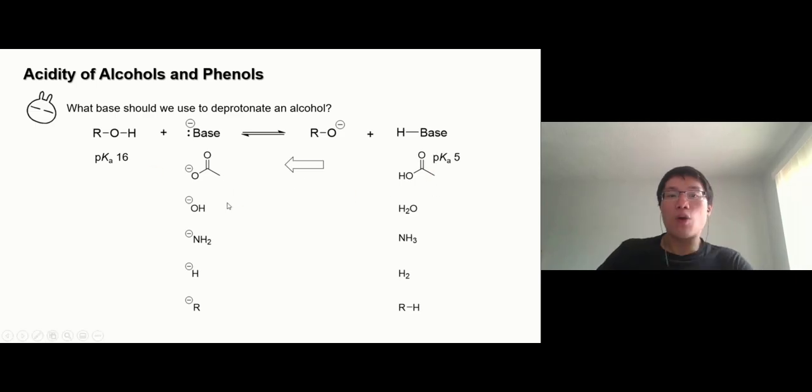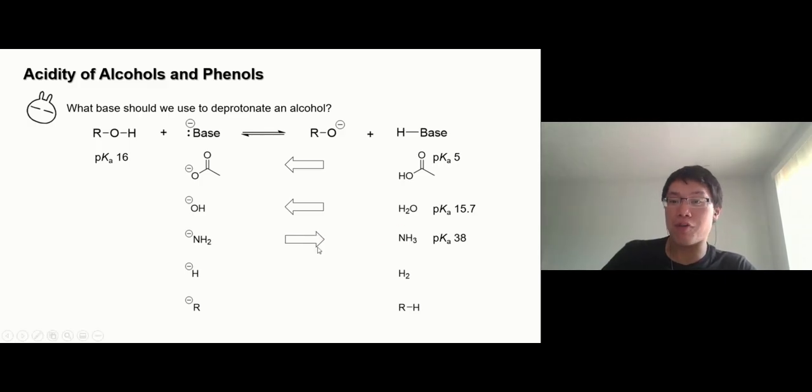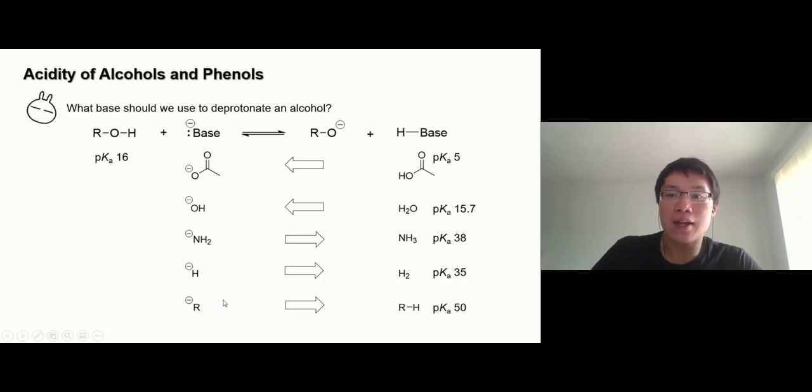So we look for something that is 16 or higher than 16. Got to be higher, otherwise it won't work here. Hydroxide, so water is 15.7. No, so go backward. Ammonia, 38. Okay, let's go totally forward. That's a big forward there. Hydrogen gas, so this hydride deprotonates alcohol and becomes hydrogen gas. The pKa of hydrogen gas is 35. Totally goes forward. And we got alkane. The pKa of alkane is 50. This is the strongest base known. So look for something that has pKa higher than alcohol, or weaker acid, basically.